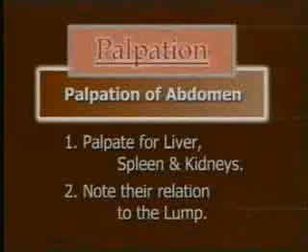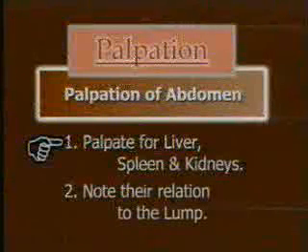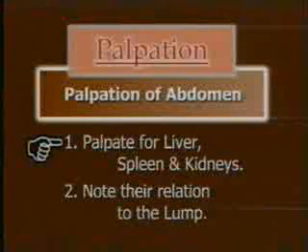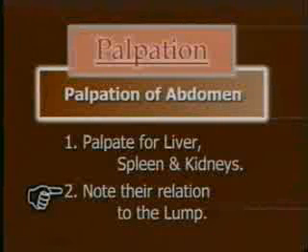Palpate for enlarged liver, spleen and kidneys, and if any of them are palpable or are located close to the lump, note their relation to the lump. To palpate for the liver, start palpating in the right iliac fossa along the mid-clavicular line with the fingers parallel to the liver border, exerting moderate pressure during expiration. Wait to feel the lower border as it descends during deep inspiration.